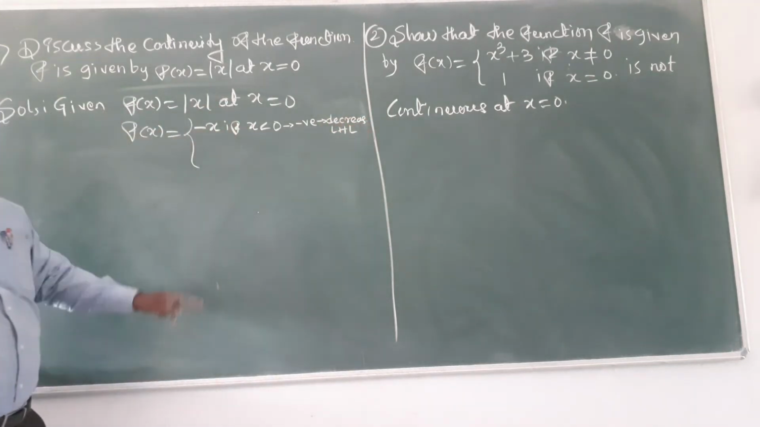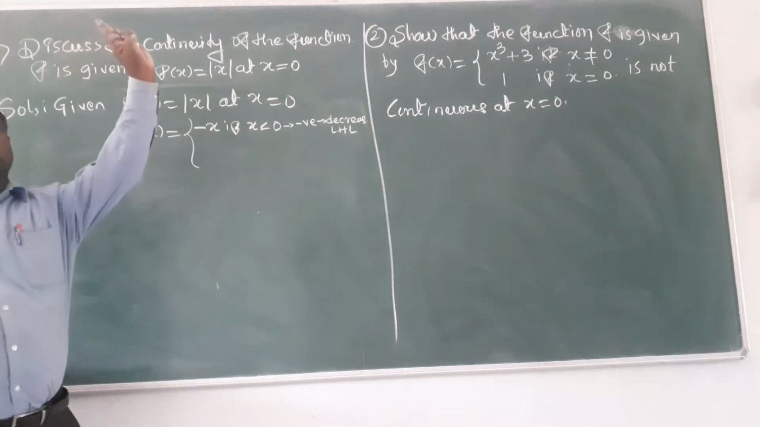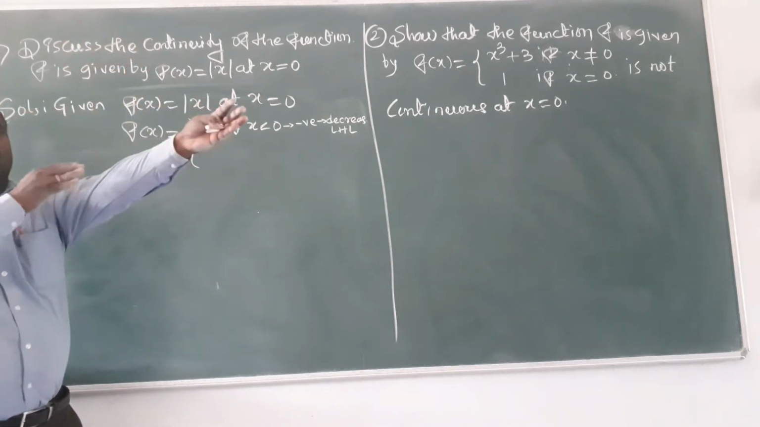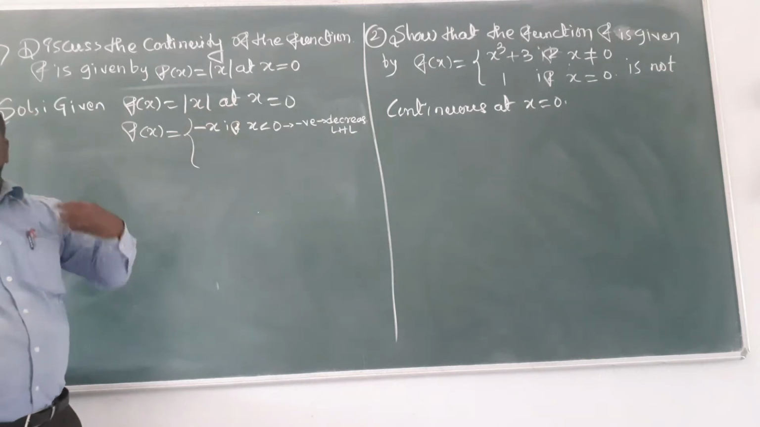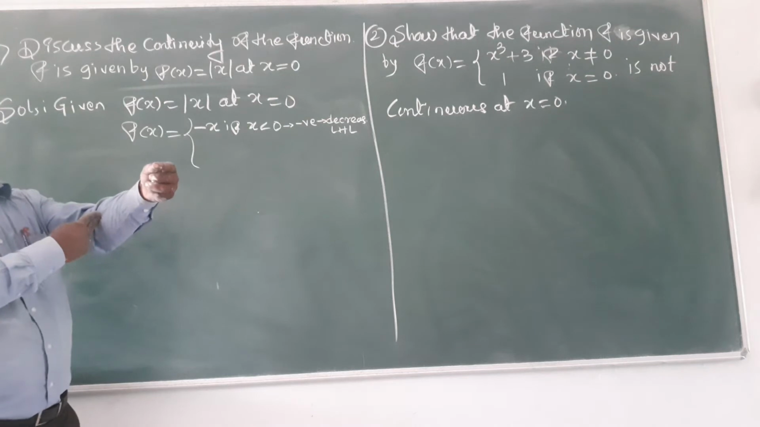LHL. Clear? In the first step, when a limit is given, first find out LHL and RHL. If both are equal, it is continuity. If one is small and one is big, then it cannot happen, and that is a discontinuity.